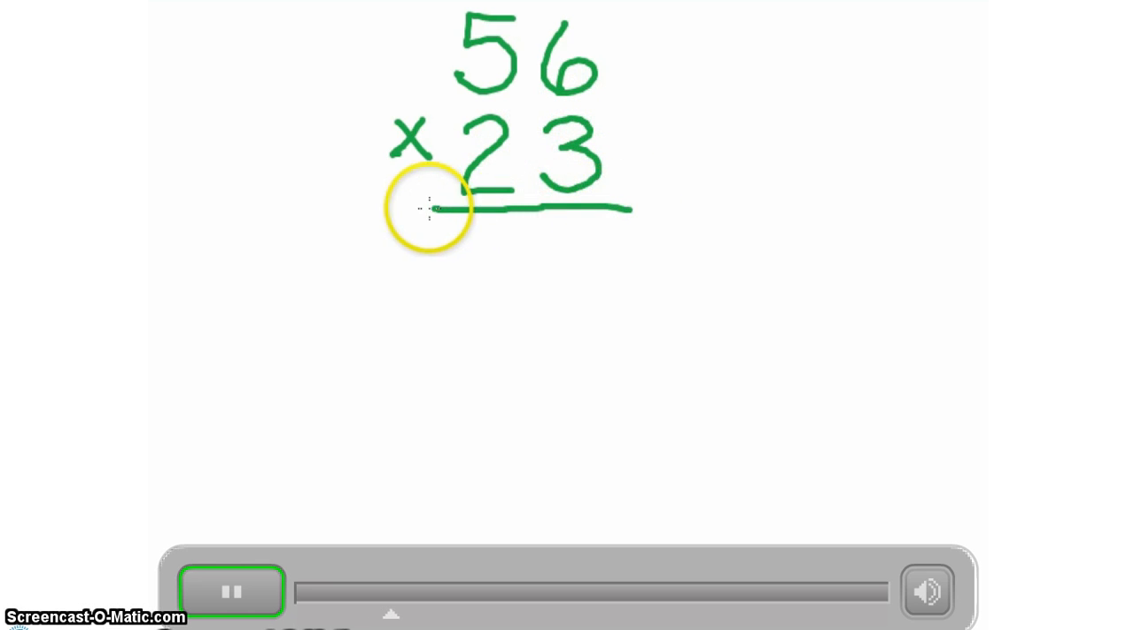This is getting hard, and we're going to start to really need our times tables to make it a lot easier for us. Let's start with this 3, the person in the ones place, and that's going to be our Santa Claus. We're going to give him the Santa Claus hat. The one in the tens place, this 2, is going to be our elf. We're going to give him some elf shoes.